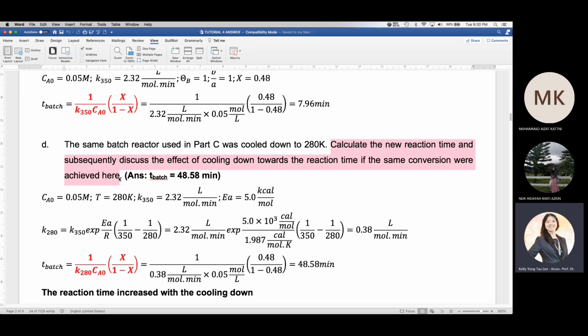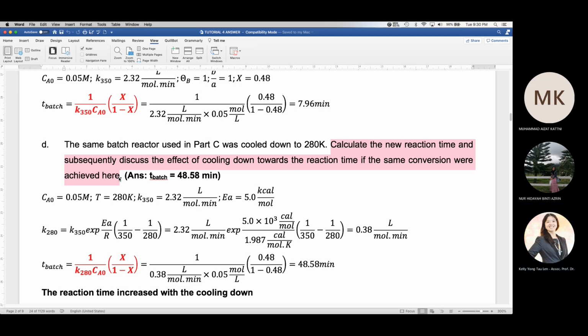So dia kata sekarang dalam part D, walaupun saya menggunakan batch reactor yang sama, tetapi sekarang suhu tindak balas I change to 280. So dia kira balik reaction time and then discuss adakah if we change the temperature, which is cooling down, does it affect the reaction time? Walaupun kita mencapai conversion yang sama.